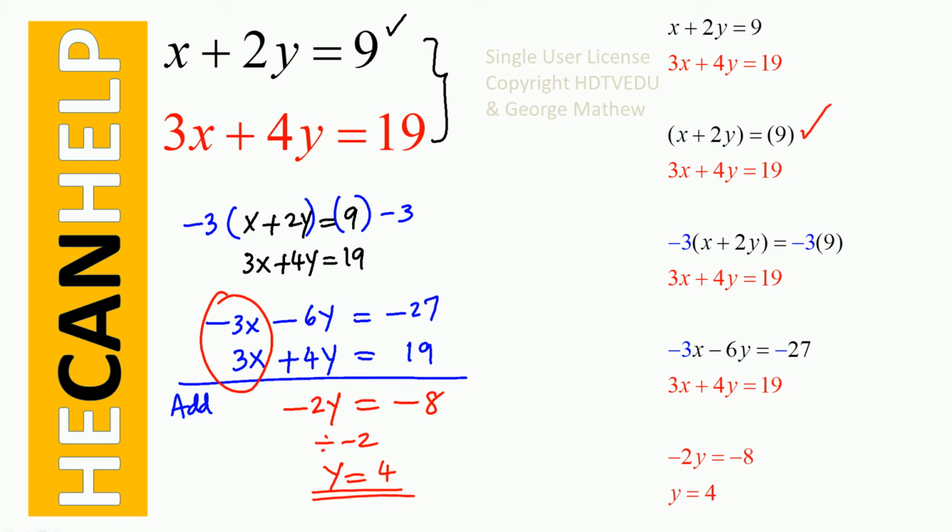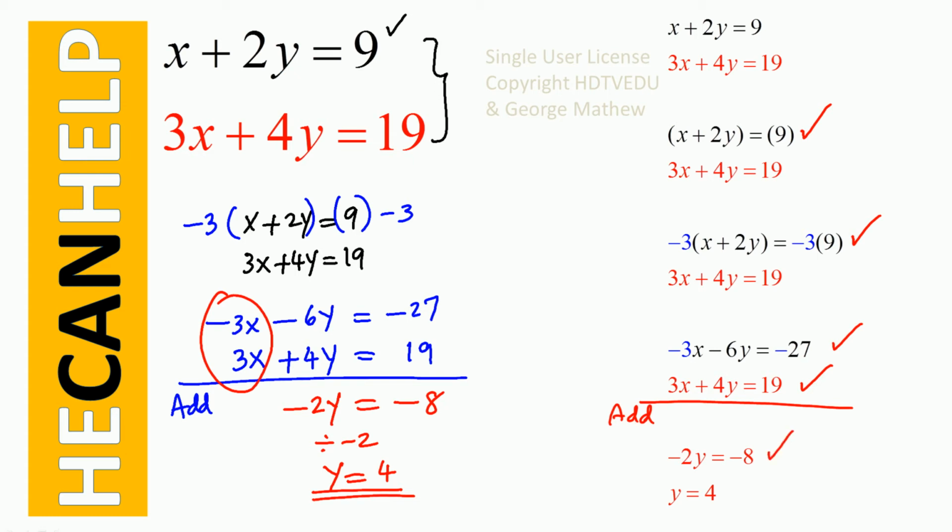Multiply the first equation by negative 3. Do not forget, multiply both sides by negative 3. And then we have negative 3x minus 6y equals negative 27, and 3x plus 4y equals 19. We add, and what do we get? Negative 6y plus 4y is negative 2y equals negative 8.